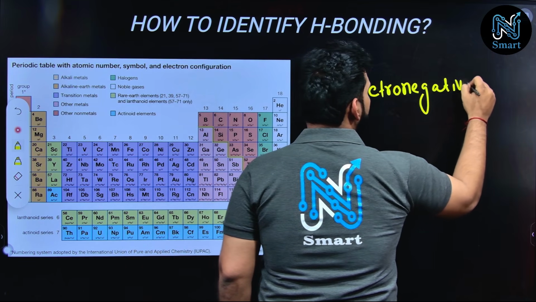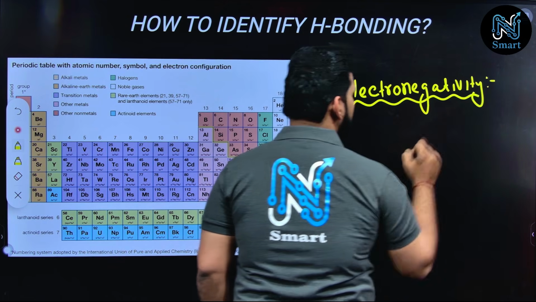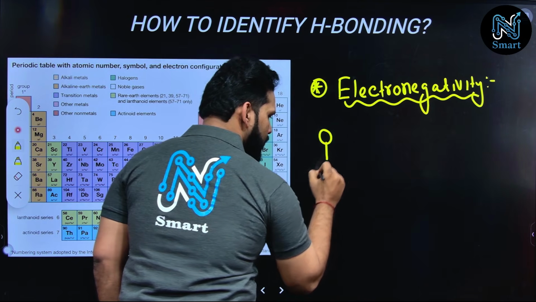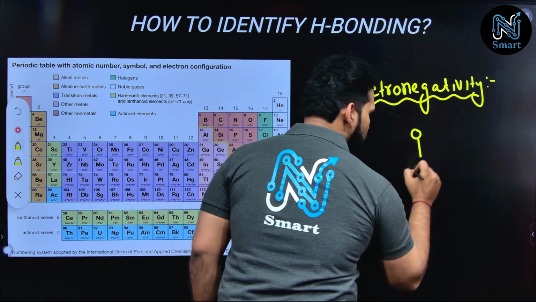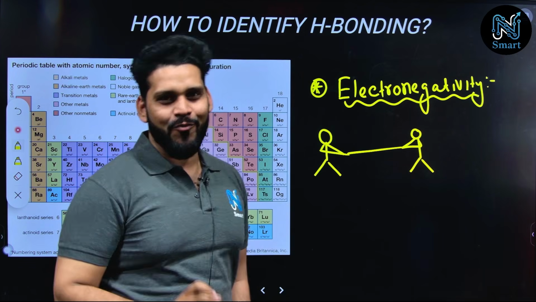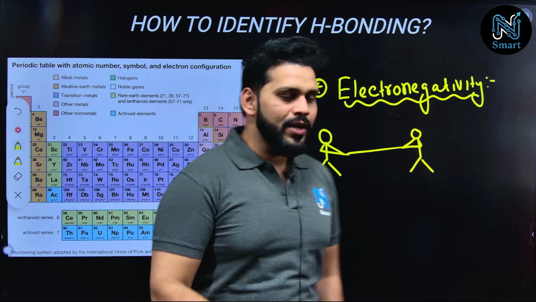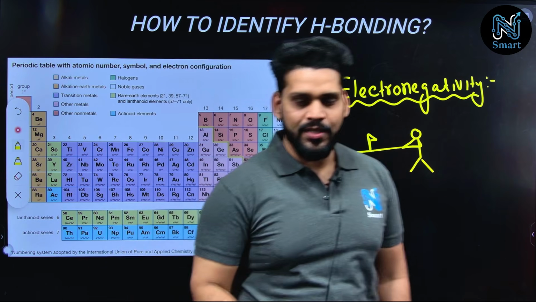So I hope you remember what electronegativity is. Let me give you a small example of electronegativity. Let's say this is me, and I am playing a tug of war with you. In tug of war, there is a flag in between.